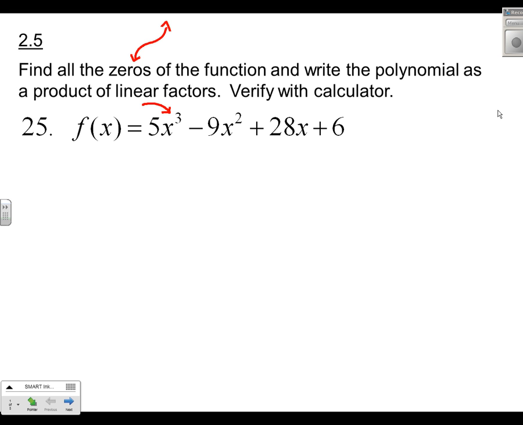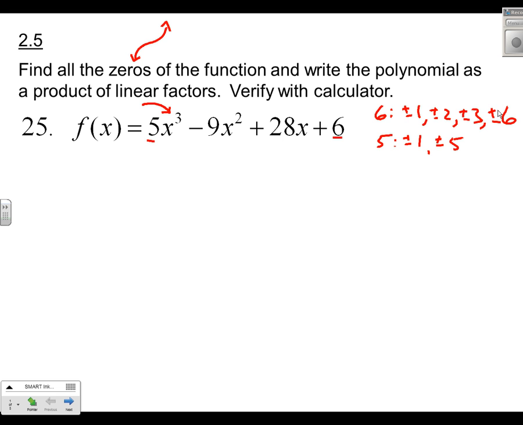This doesn't look very convenient for factoring by grouping. You can give that a shot. Or we could use the rational zero test, which says we would take all of our factors of 6, plus or minus 1, plus or minus 2, plus or minus 3, plus or minus 6, and try all of those over all of our factors of 5, plus or minus 1, plus or minus 5. And to be honest, that's not too bad of a list compared to what we might get.